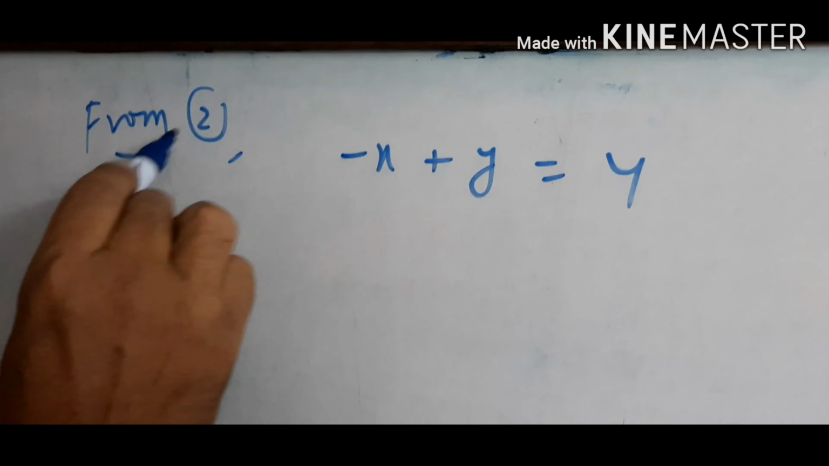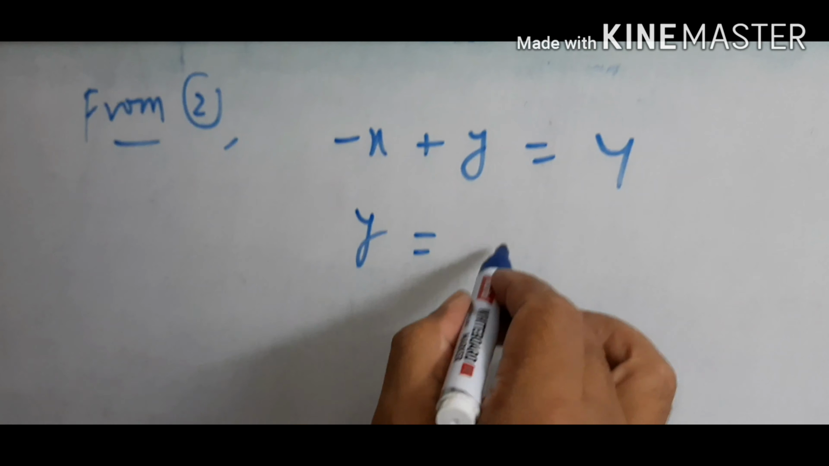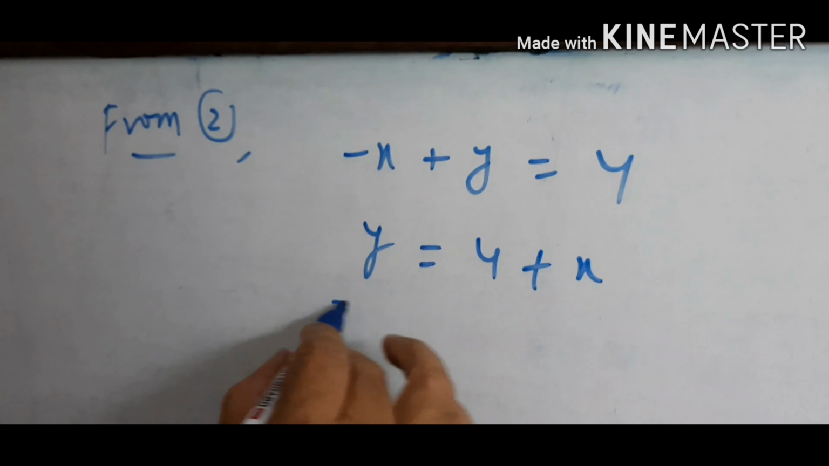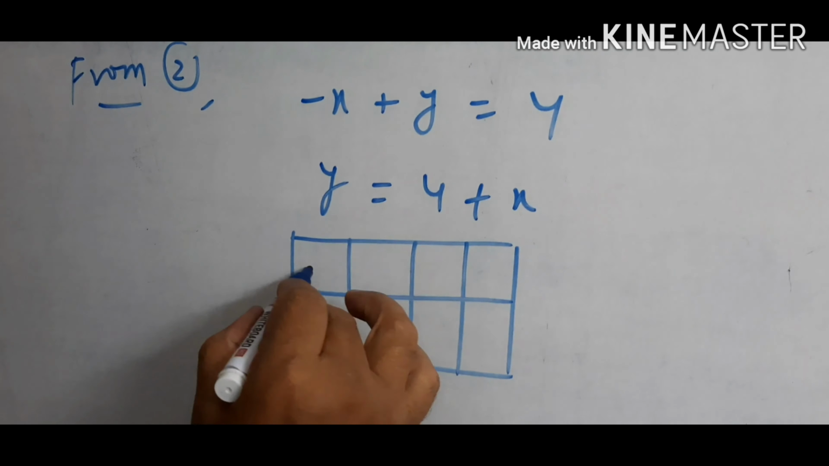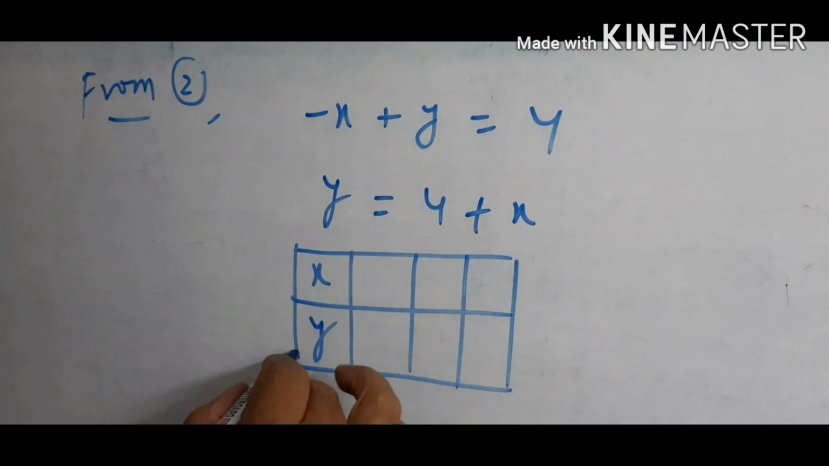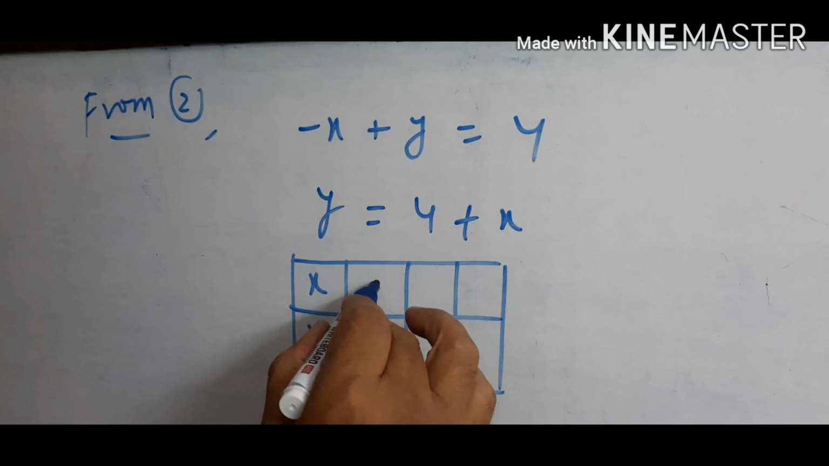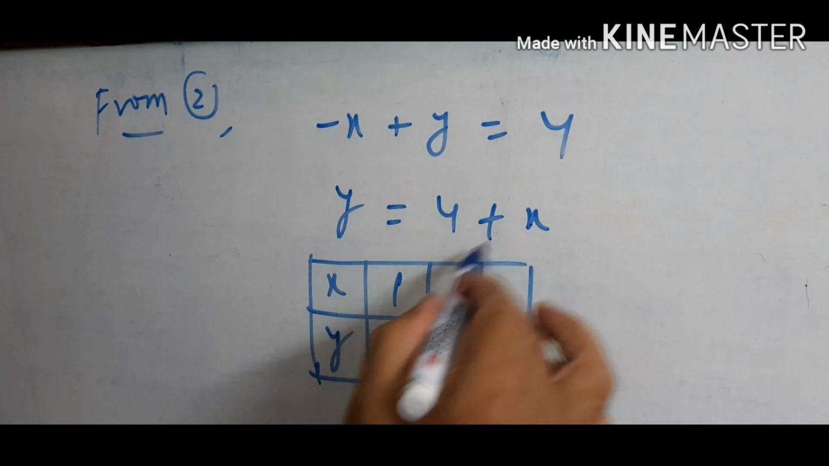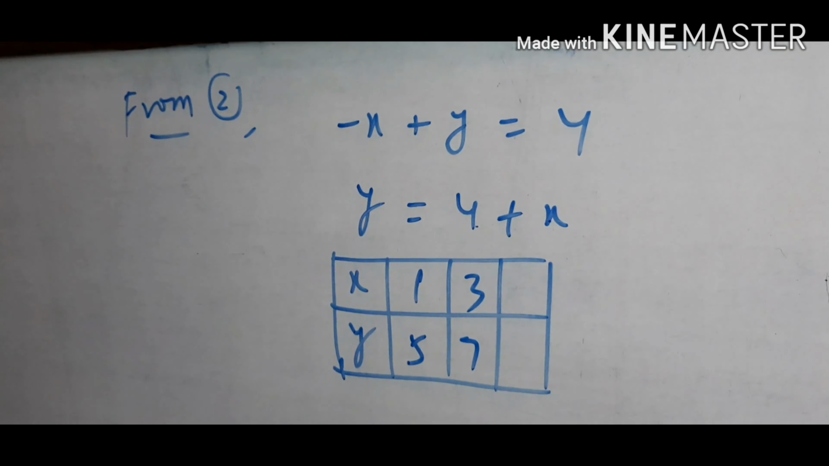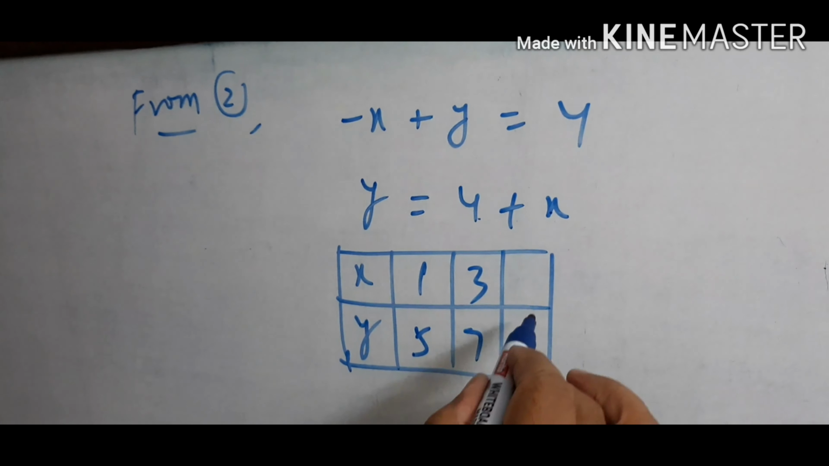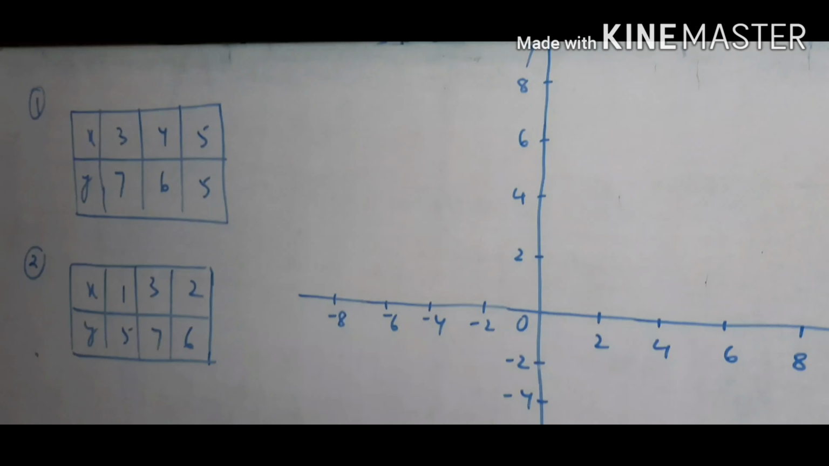Similarly, we take from equation 2. Separate y, meaning take y as the dependent variable or subject, and then prepare a value table again. Three pairs we can take, x and y here. Now again, put values of x. First value we take 1: 4 plus 1, y will come 5. Take 3: 4 plus 3, y will be 7. And if you take 2 here, 4 plus 2 will come 6.